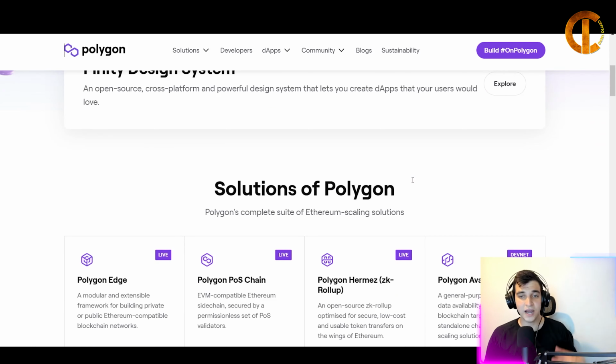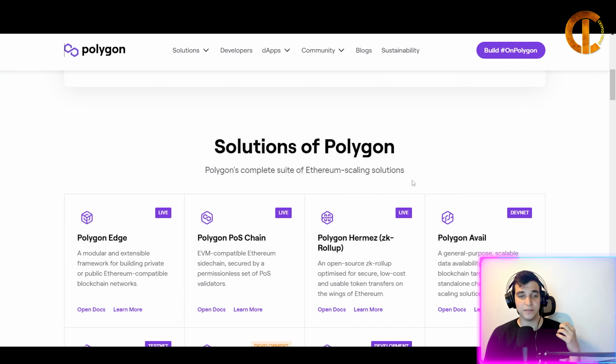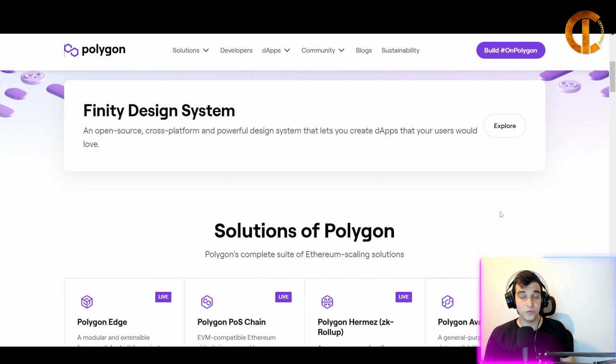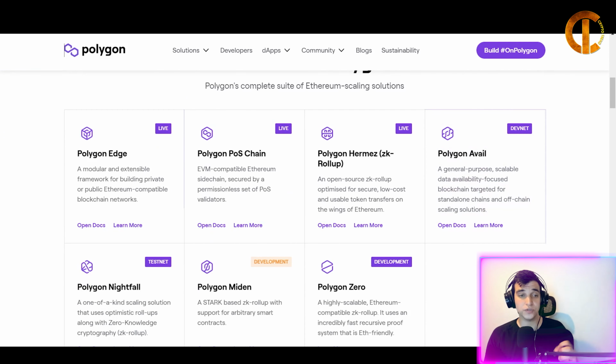Now, one of the solutions that Polygon provides is Polygon Edge. It's a modular, extensible framework for building private or public Ethereum compatible blockchain networks, which is great because if you want to use the advantages of Ethereum but avoid high fees and not settle on low security, Polygon is a great opportunity for a lot of you, not only private businesses but also public.